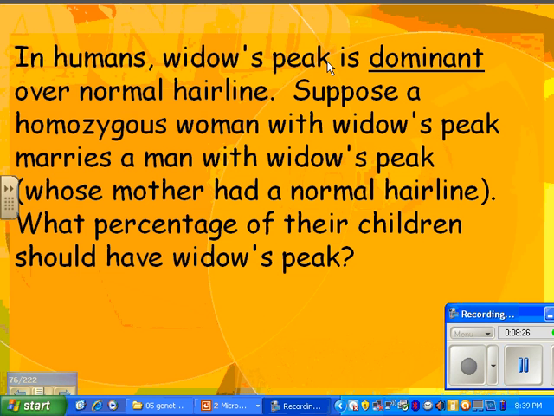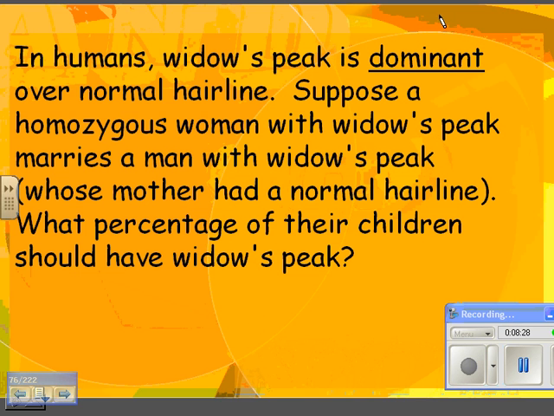In humans, widow's peak is dominant. So I'm going to draw that as big W equals widow's peak. And if you're not sure what widow's peak is, it's when you look at your hairline. Some people have a smooth hairline, and some people have a little dip in their hairline.